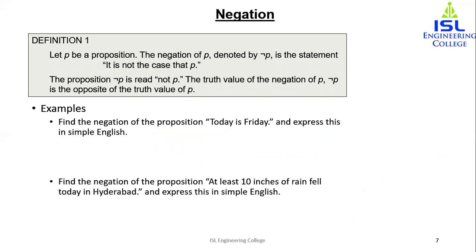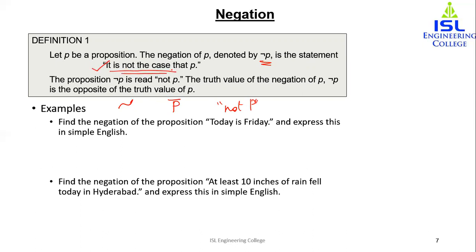Next, let's begin with negation. So the definition for negation is, if P is a proposition, then the negation of P is denoted by the symbol which is given over here. Or normally whenever I am using negation while teaching, I will use this symbol. Or even sometimes in some books we use a bar above P. The negation of P is read as not P, or sometimes it is also read as it is not the case that P.